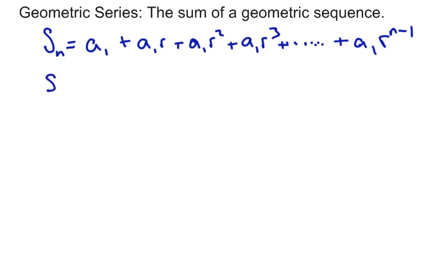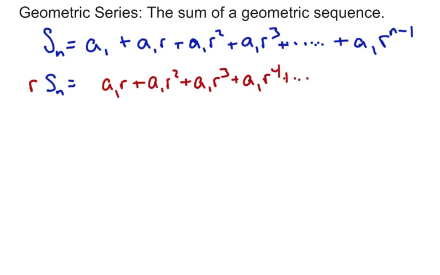Now what I'm going to do is take that sum and multiply it all by r. Then that would give me a1 times r, plus a1r times r is a1r squared, plus a1r squared times r is a1r cubed, and a1r cubed times r is a1r to the fourth, and so on, all the way down to a1 times r to the n minus 1 times r is a1 times r to the n.